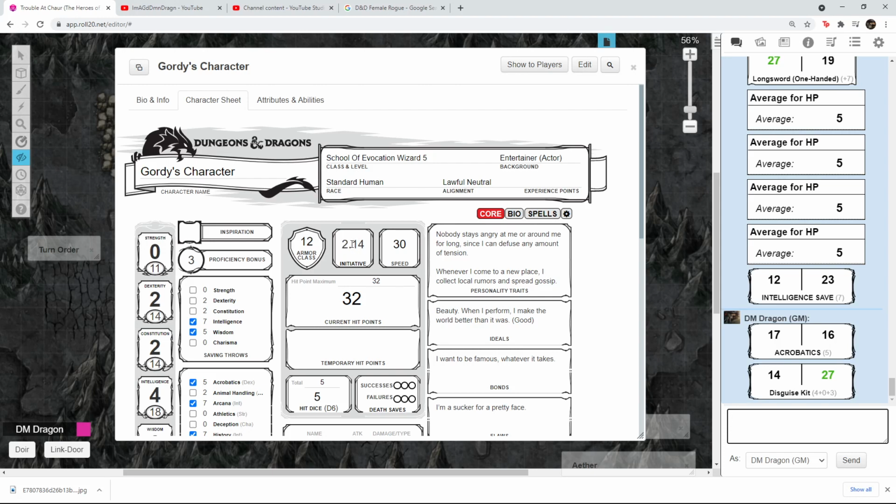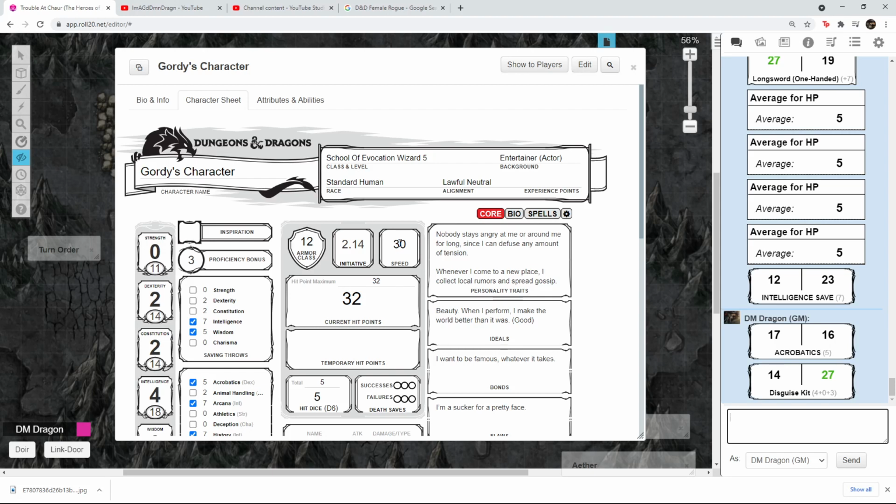Your initiative is added to your d20 roll when a battle starts, and that determines when you get to act in the combat round. Your speed is how quickly you can move in a round. As part of your move action, you can move up to your speed, which in this case is 30 feet.